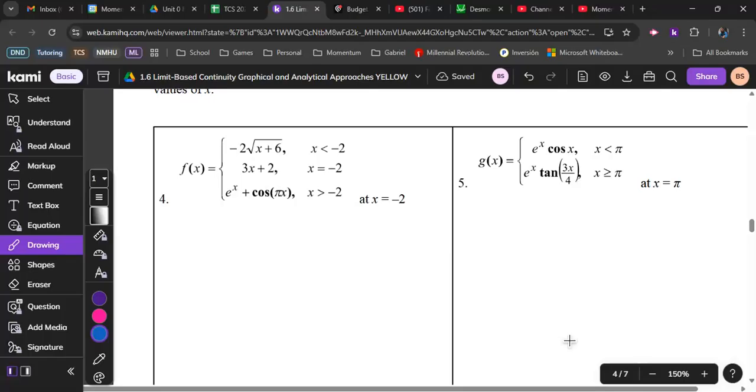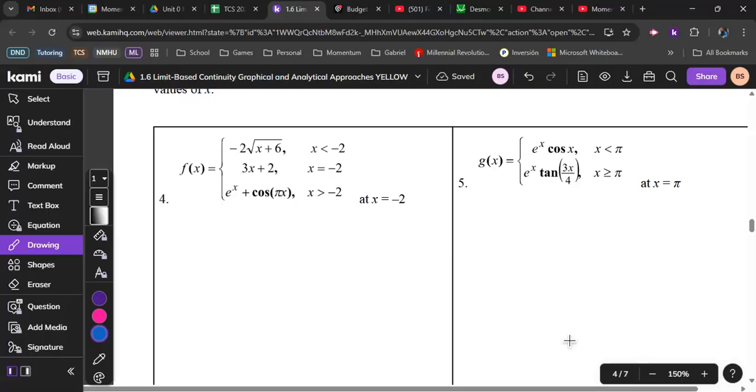This one's fine everywhere. This one's fine everywhere. Exponential, fine everywhere. Cosine, fine everywhere. The only problem is if this root becomes negative. So if x is less than -6, it's going to be undefined, right? Since we're asking about -2, we need to check all those.